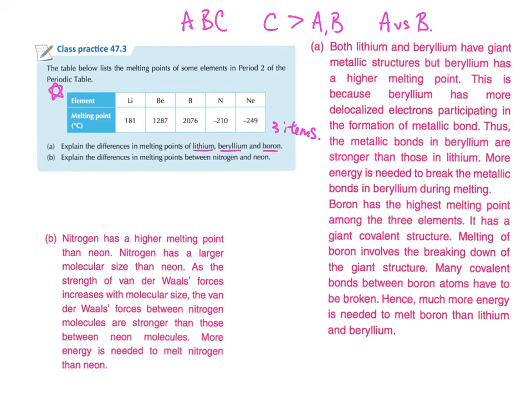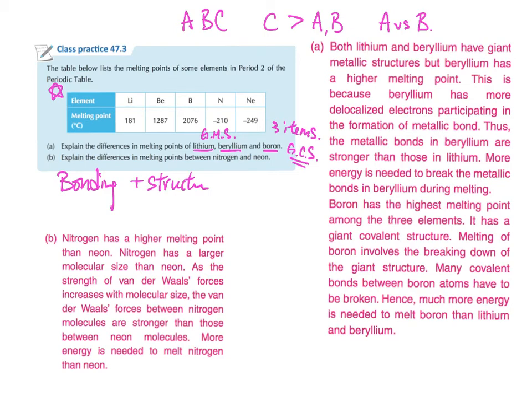So for lithium and beryllium, they are giant metallic structure, while boron, very similar to carbon, is a giant covalent structure. So by doing this, you can tell. Melting point must be talking about 2 things: 1, bonding; 2, structure. So you try to describe boron, talking about the structure, giant covalent structure. Atoms have strong covalent bonds. That will be stronger, and will require more energy than the giant metallic structure.